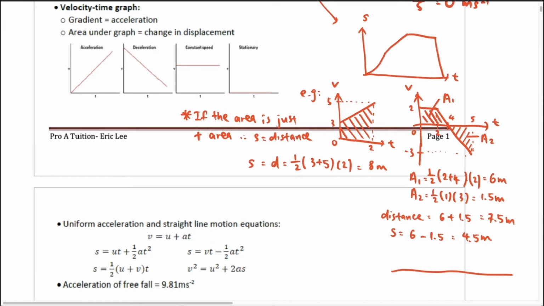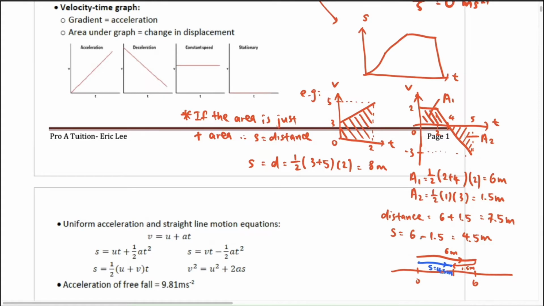So basically, it's because A1 is 6 meter. That is where it moved forward by 6 meter. Then 1.5 is where it moved backward by 1.5. So 6 meter forward, and then move backward 1.5 meter. So displacement is where we look at the starting point and the end point. So from here to here, that is the displacement. So you see, this is 6 minus 1.5 to get the 4.5.